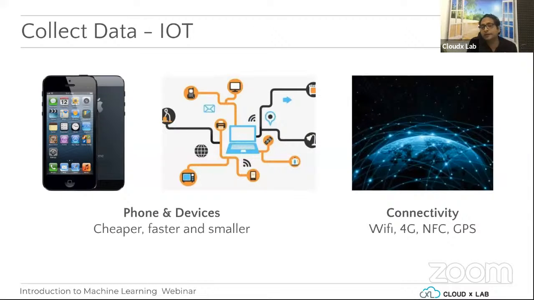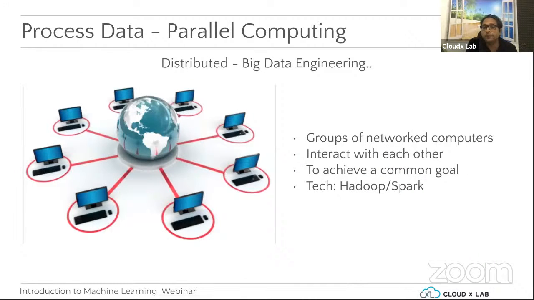Now, when you have humongous data, once you have collected data using the devices and using various kinds of connectivity, the next thing is how do we process petabytes of data? This is where distributed computing, or we call it big data engineering, comes into play. This is a big revolution, right? When you have terabytes or hundreds of terabytes or petabytes of data, it's impossible to process it using any single computer, because the computer is not a problem. The problem is the read speed of the devices, the rate at which you can read this data.